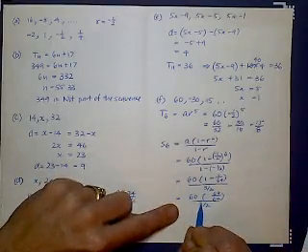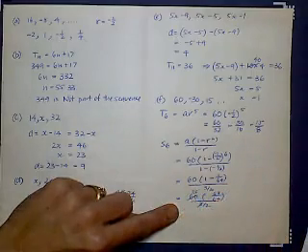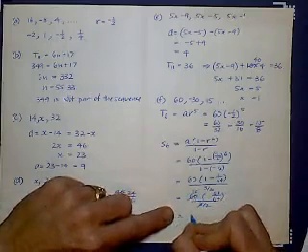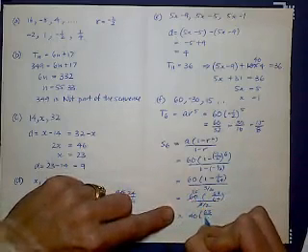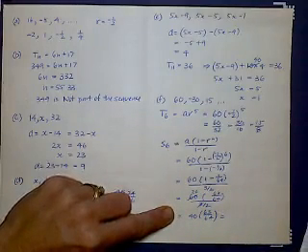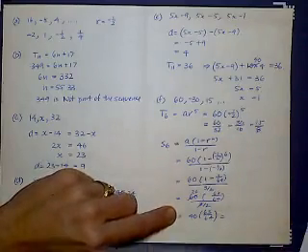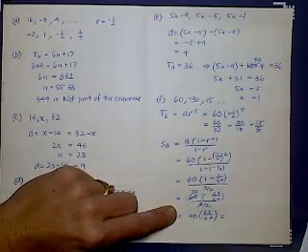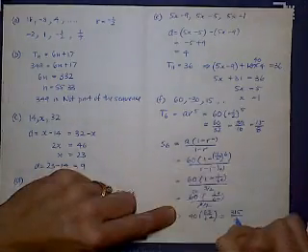So 60 divided by 3, that's 20. So that is 40 times 63 over 64. 40 times 63 divided by 64, and I've got a fraction, 315 over 8.